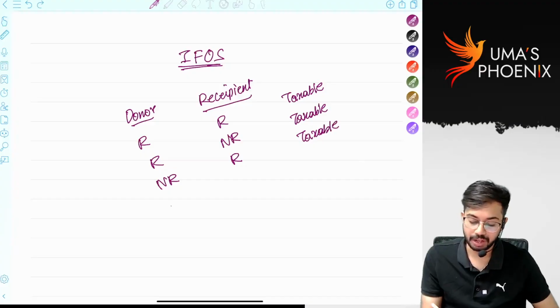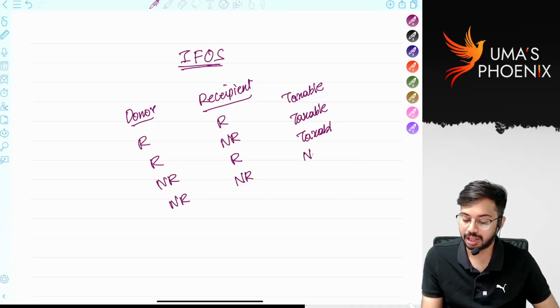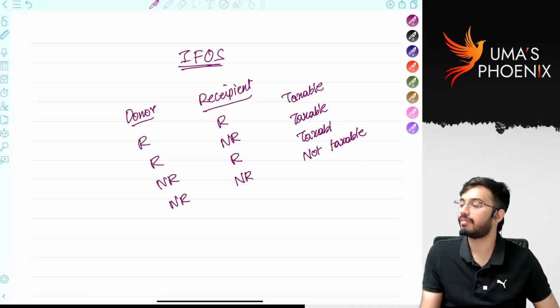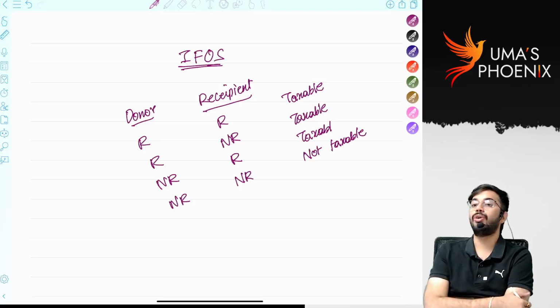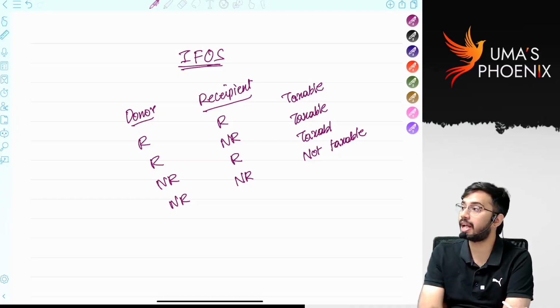The person who gave the gift is non-resident, the person who received the gift is non-resident. That gift is not taxable. Are you able to understand? Now did you understand the point? Though the donor can be either resident or non-resident, and the recipient can be either resident or non-resident, if donor and recipient both are non-residents, that gift is not taxable.